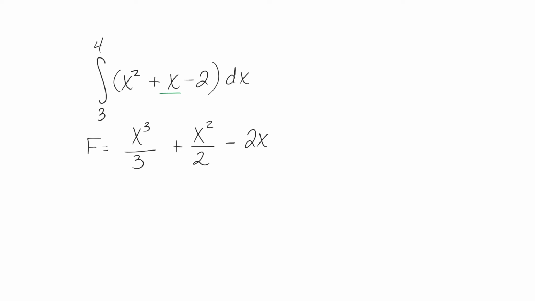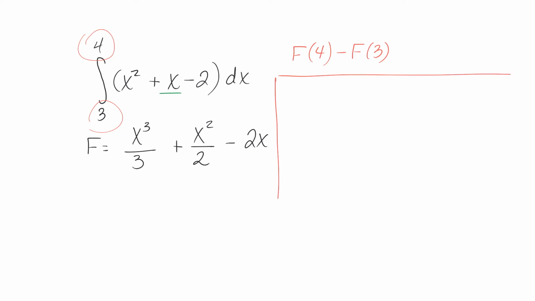So this is my antiderivative, F. I am going to take this and substitute in the 4, my upper limit, and then subtract from it the lower limit. So remember, I'm going to take F of 4 and subtract F of 3. All right? So here we go. I'm going to work this over here. I'm going to say 4 cubed divided by 3 plus 4 squared divided by 2 minus 2 times 4. Okay? That's going to be one big piece.